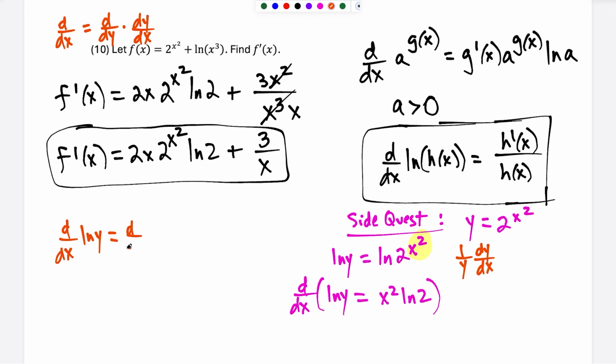So I'm doing the derivative with respect to y of natural log y, and then I multiply by dy/dx. Okay, and that's why I'm getting 1/y dy/dx. And now this is equal to the derivative with respect to x of x squared, which is 2x, and natural log 2 is a constant, so that doesn't tag along in terms of having to do more derivatives.